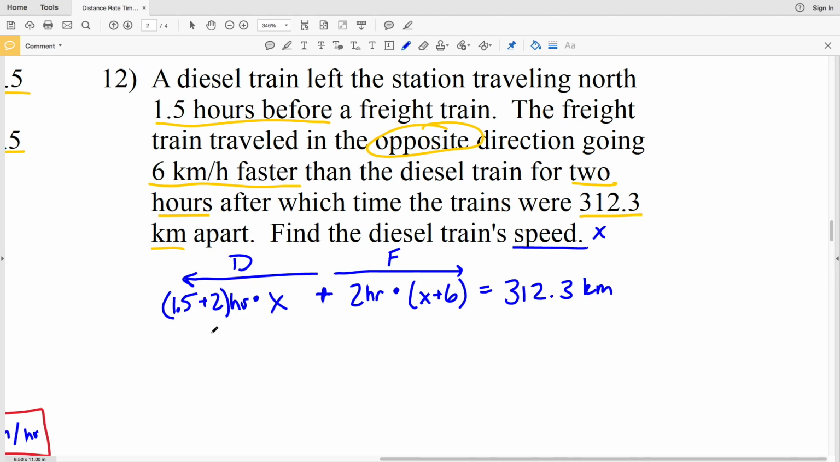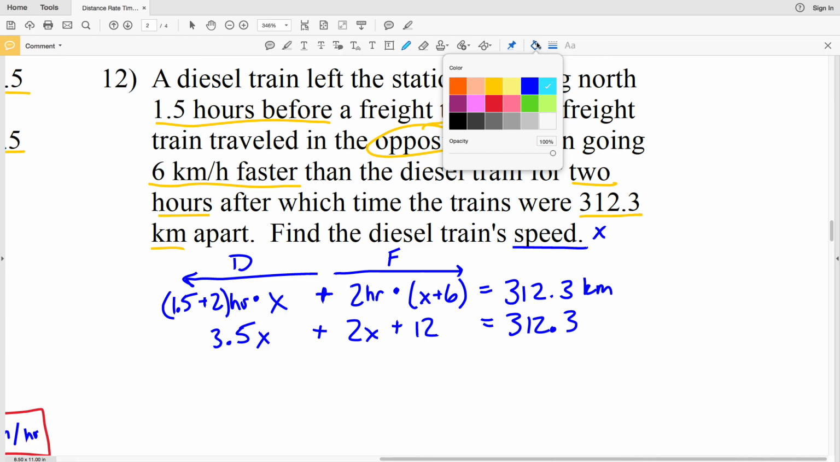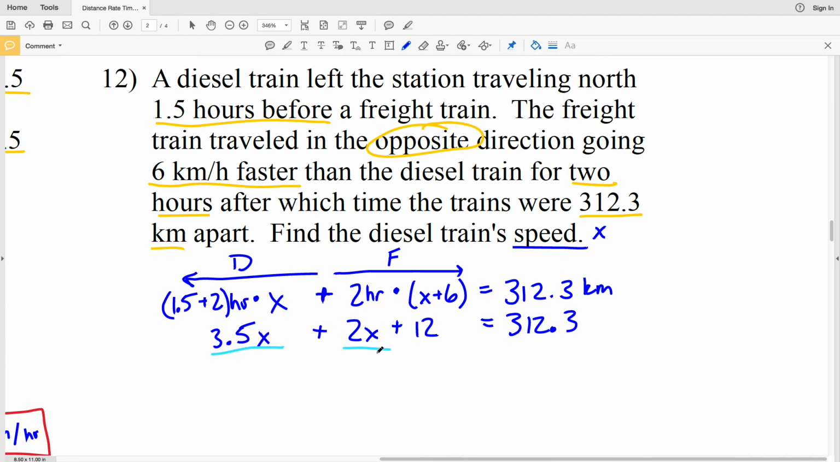1.5 plus 2 will give me 3.5, and that's multiplied by x, so 3.5x plus 2 times x, which is 2x, plus 2 times 6, which is 12, since we're distributing that 2 to the x and to the 6 with addition in between. That is all equal to 312.3. Now I'm going to combine my like terms on the left-hand side, which is my 3.5x and my 2x, and I'm also going to subtract 12 from both sides.